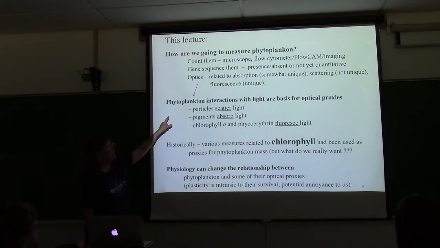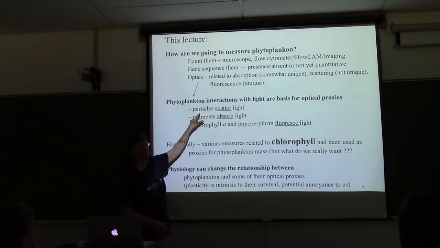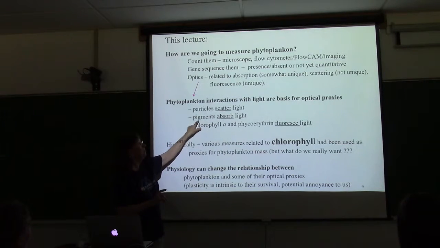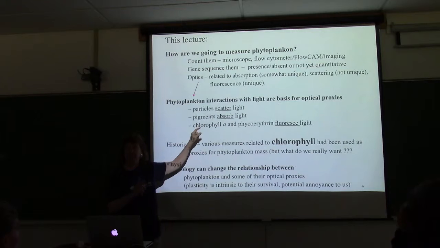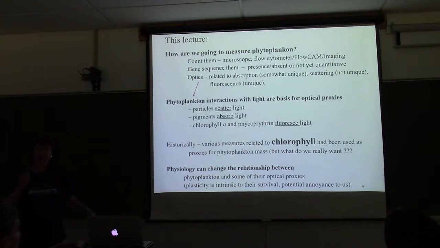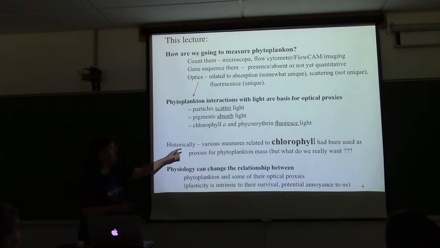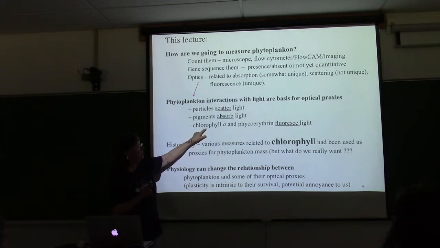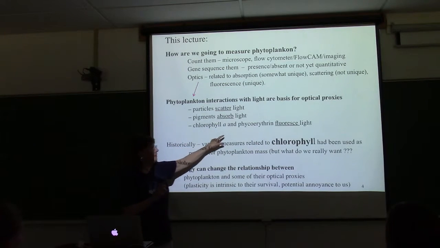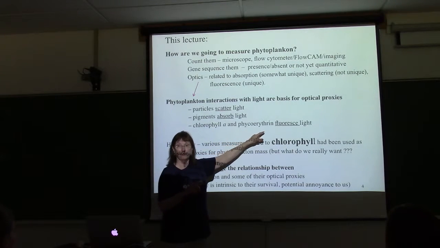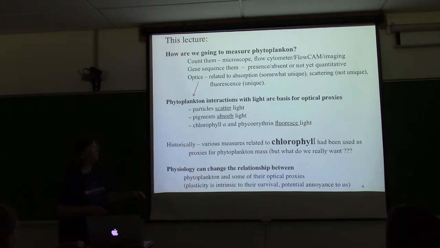So phytoplankton interact with light. That's the basis for these optical properties, like phytoplankton mass, particle number, etc. So particles scatter light. Phytoplankton are particles. Pigments absorb light. Phytoplankton are photosynthetic, therefore they have pigments that absorb light. And several pigments, chlorophyll A specifically, and phycoerythrin, also re-emit light as fluorescence.